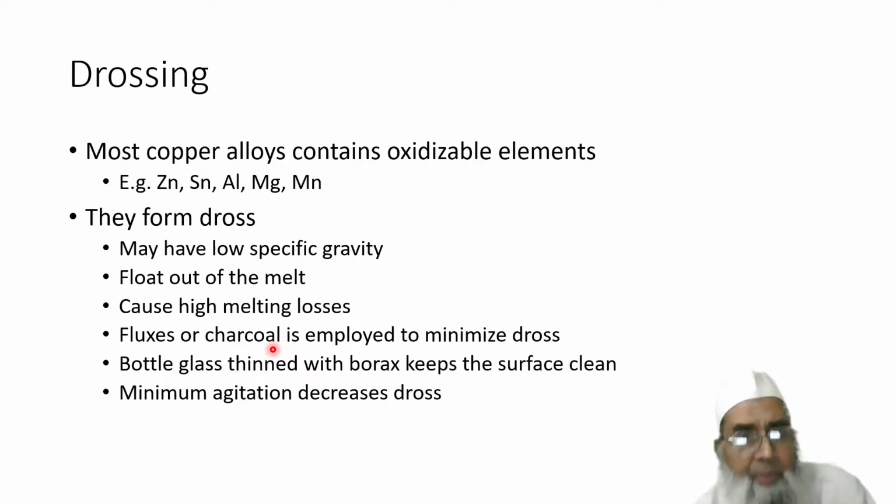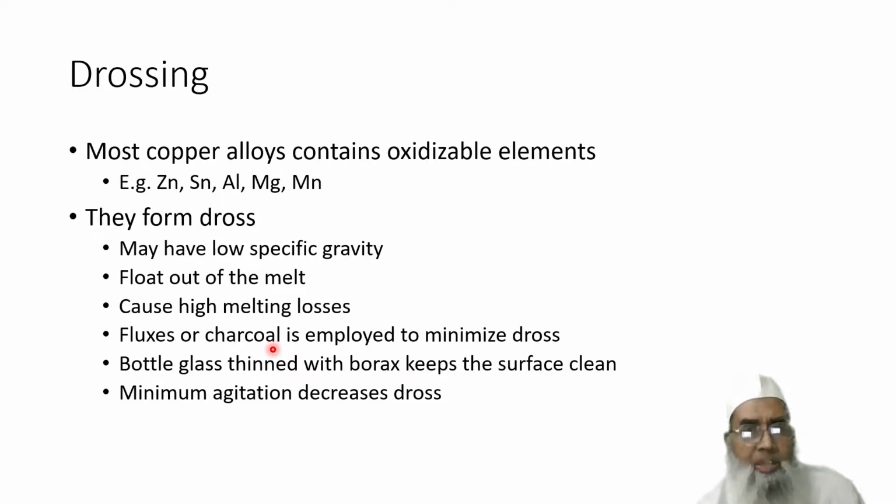Now, this dross forms from all these oxides of zinc, aluminum, and all that. Specific gravity is low, and therefore it will reduce the specific gravity of the alloy. However, because they have low specific gravity, dross will float above the melt. And this formation of dross will cause loss in energy.